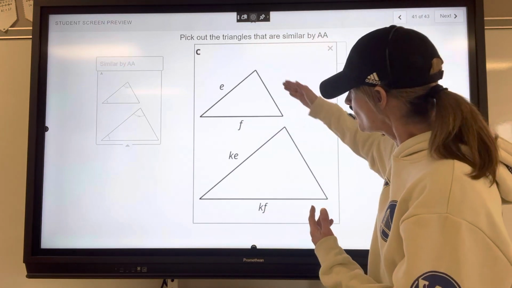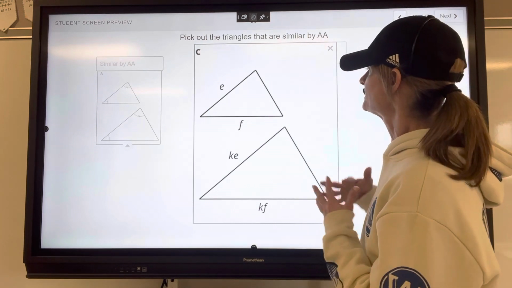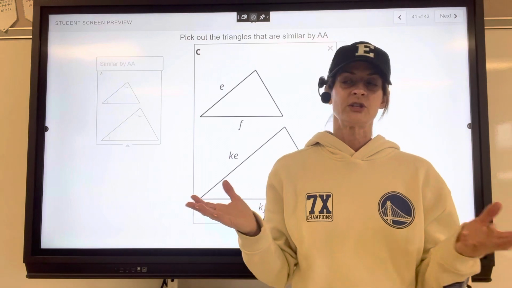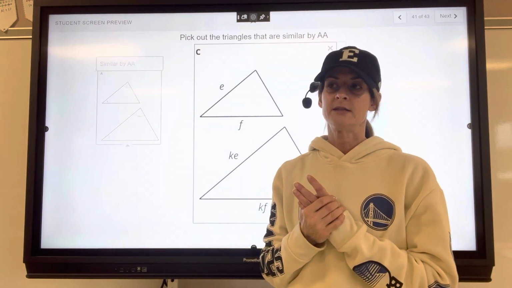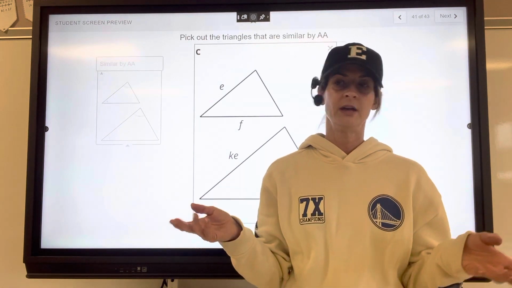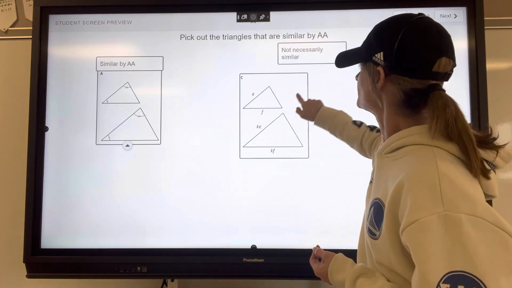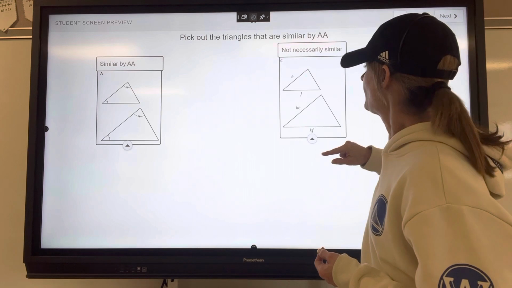Well, I know no information about this third set of sides here, so we just don't have enough information to say that the sides are proportional, so we don't know that these triangles are similar. So not necessarily similar. And that is all.